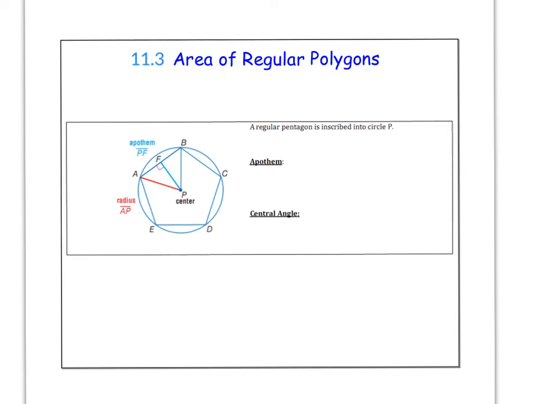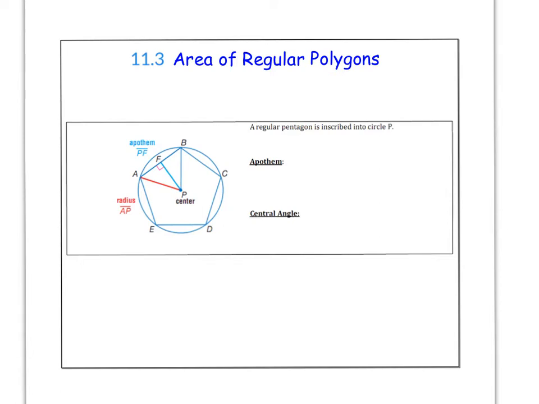Everybody. Today we're going to be doing section 11.3 called Area of Regular Polygons. So a regular polygon is a polygon or a shape that has all equal sides and all equal angles. And here you can see we have a regular pentagon. It's inscribed in a circle.